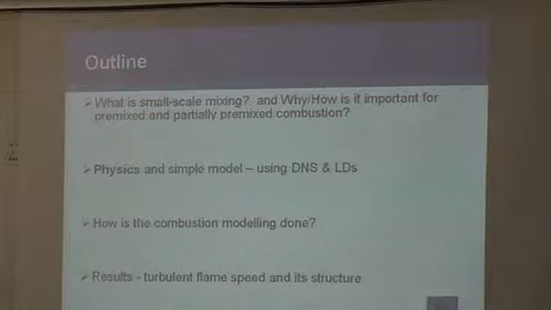So the outline of my talk today: I will discuss what small-scale mixing or the scalar dissipation rate means. I do not have to dwell on that for a very long time because the audience here knows very well what that means and why it is important and how it is important for premixed and partially premixed combustion. Partially premixed is more relevant for practical applications because none of the practical combustion is either purely premixed or non-premixed. Most of the time we have partially premixed combustion. And my aim is to understand the physics and develop simple models for that.